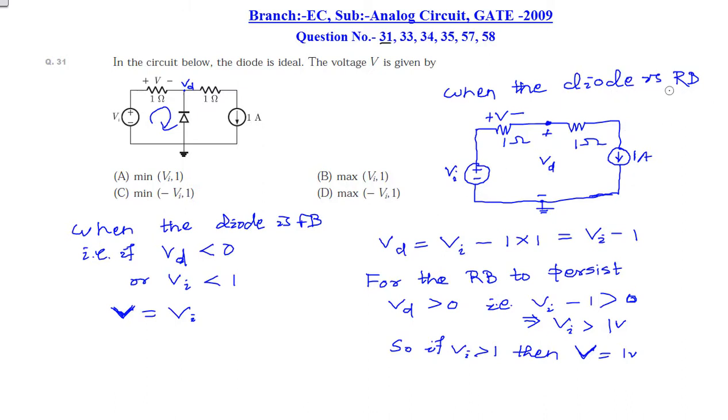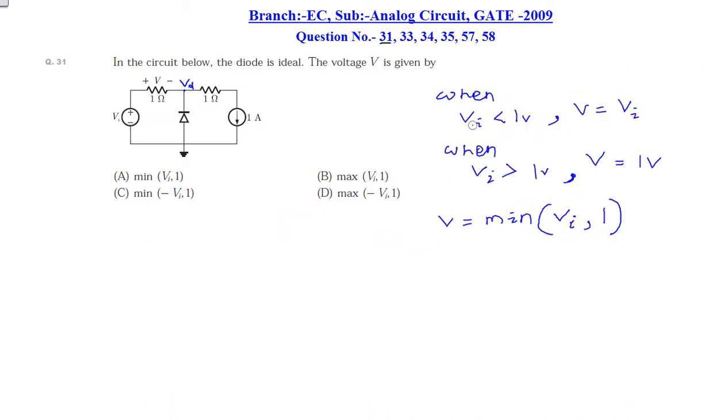So we have two conditions here. One is when the diode is reverse biased: the input voltage is greater than 1 volt, and the voltage across the 1 ohm resistor is 1 volt. The other is when the diode is forward biased: the input voltage is less than 1 volt, and the voltage V across the 1 ohm resistor is equal to the input voltage Vi. So if we summarize, when the input voltage is less than 1 volt, V is equal to Vi, and when the input voltage is greater than 1 volt, V is equal to 1 volt.